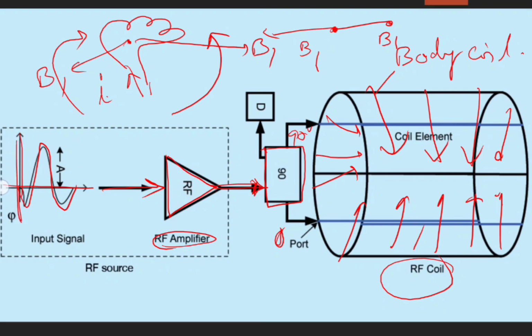Understood? We are generating an alternating signal, we are amplifying that signal, we are splitting that signal between 0 and 90, and we are transmitting to the patient body. And this is a kind of dummy. Whatever RF reflection we are getting, all these reflections are going to the dummy.